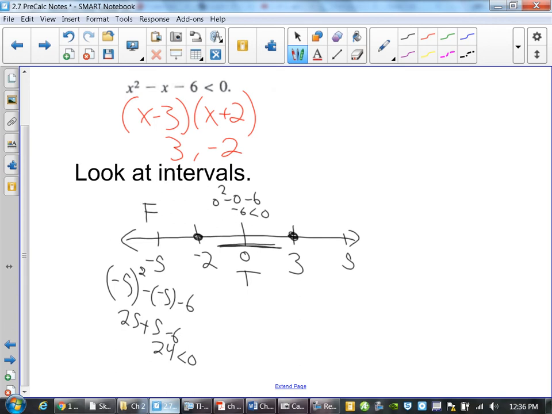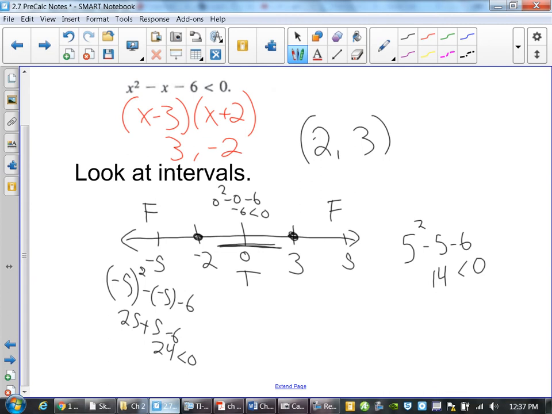And then I'm going to use 5 again over here. So I get 25 minus 11, which is not smaller than 0, so it's false here. So basically what this tells me is that any number between negative 2 and 3 works. So the answer, I believe you want to write them as a solution set, would just be between negative 2 and 3. That's what it would look like.